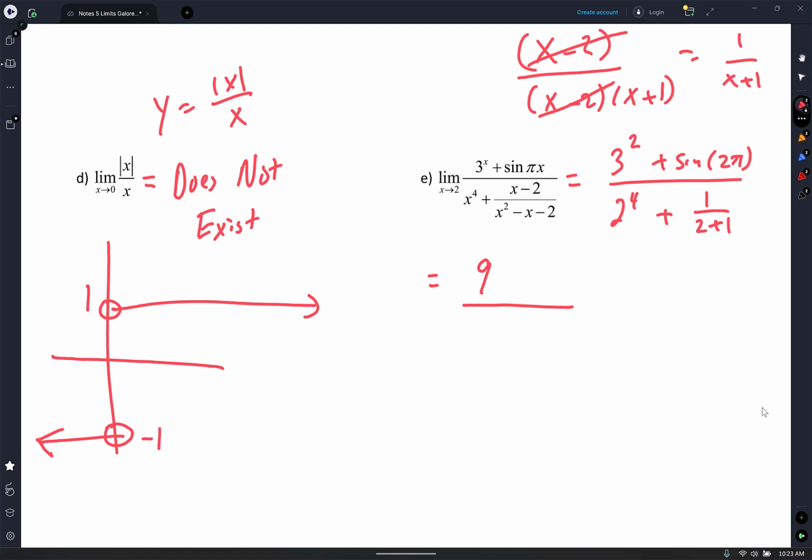Sine of 2 pi is 0, guys. All right. Sine of 2 pi is 0. Yeah, sine is a y value. Yes, sine is a y value.